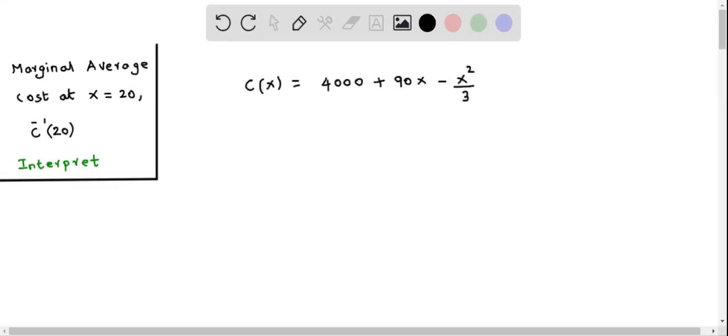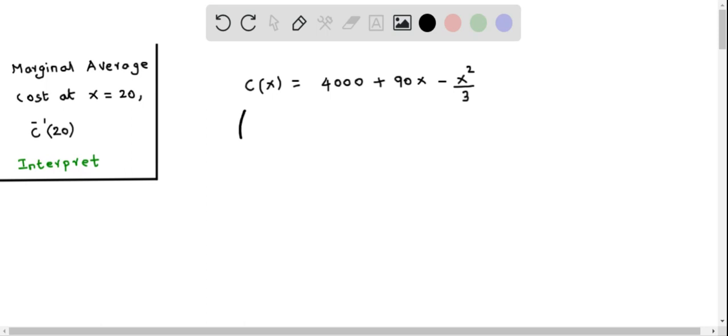Here we are given the total cost of producing x lawn mowers. This is given as the function C of x equals 4000 plus 90x minus x squared over 3, and this function C of x is in dollars. We have to determine the marginal average cost at x equal to 20. That is, we have to determine C bar prime of 20.